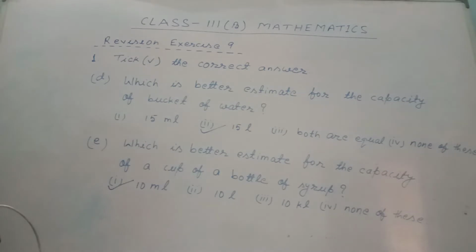Now in question number 2 is convert the following into milliliters. In A, liter is given. In B, liter and milliliter both is given. And in C also, liter and milliliter both is given. And we are asked to convert these quantities into milliliter. Let us see the solution of question number 2.